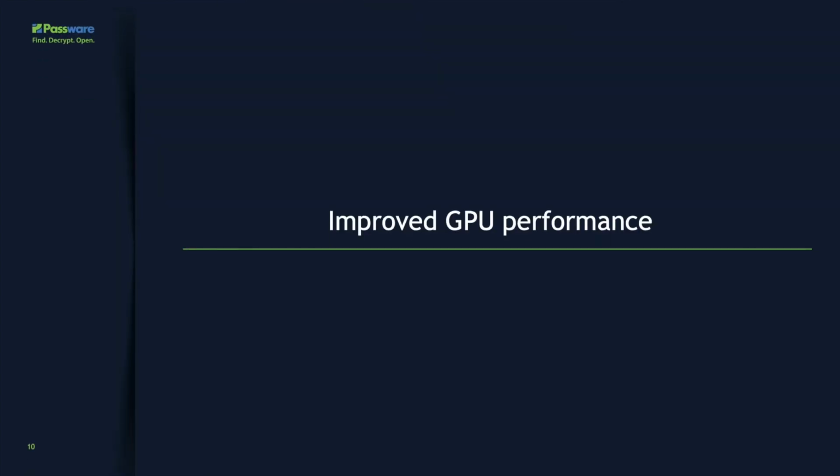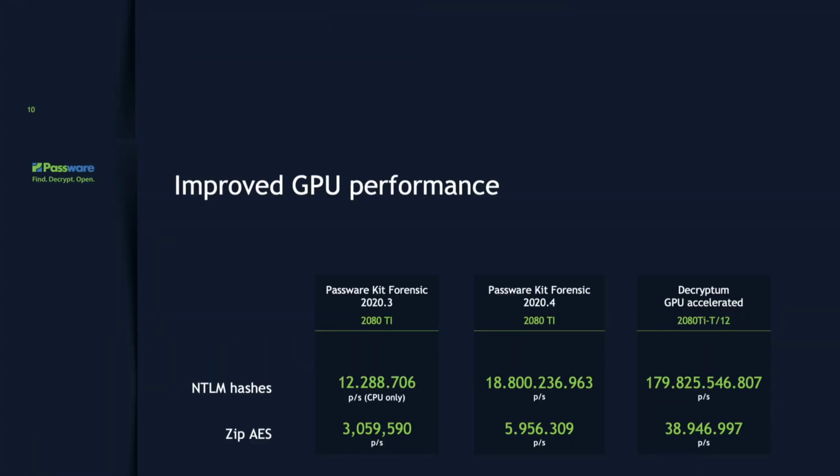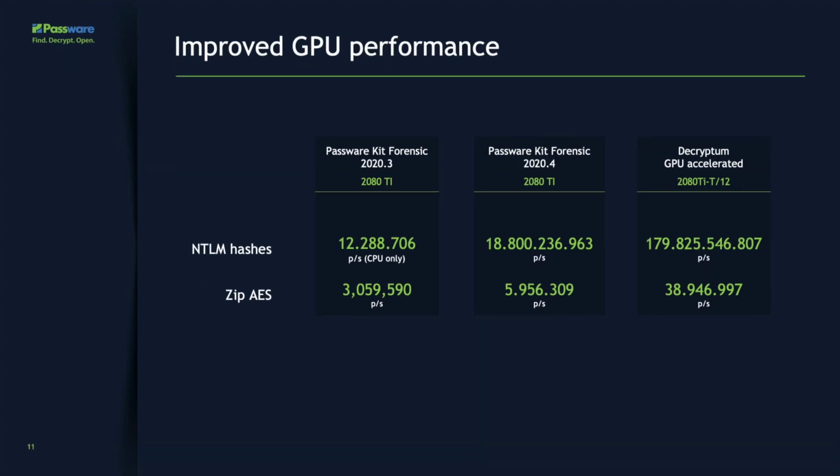Passware is constantly improving GPU performance for various file types. Now, Passware Kit accelerates password recovery for Windows users from NTLM hashes. Passware Kit features a GPU acceleration on both NVIDIA and AMD cards, providing the average speed of 19 billion passwords per second on an NVIDIA 2080 Ti GPU. At the same time, Decryptum appliance with 12 NVIDIA 2080 Ti's provides a speed of up to 180 billion passwords per second.